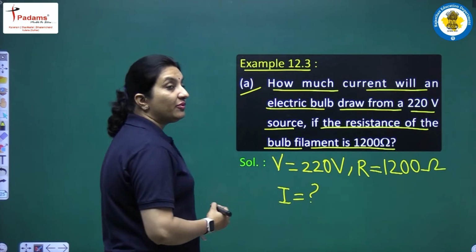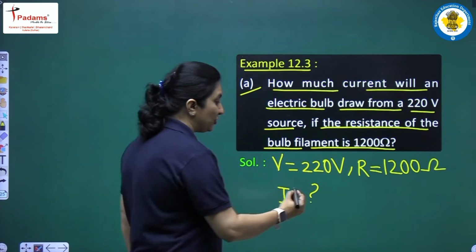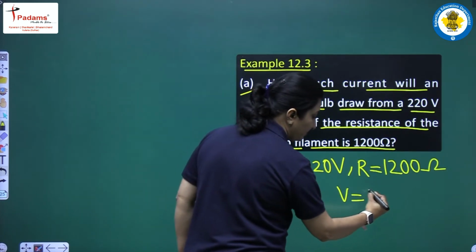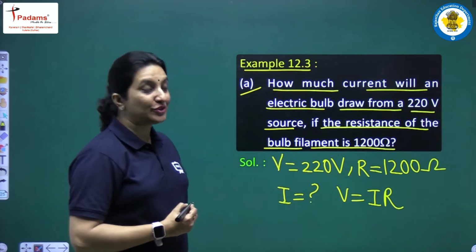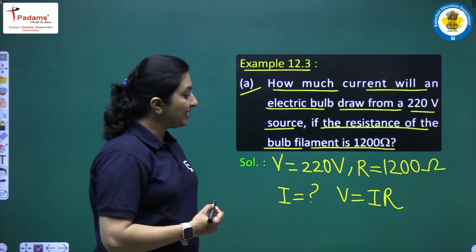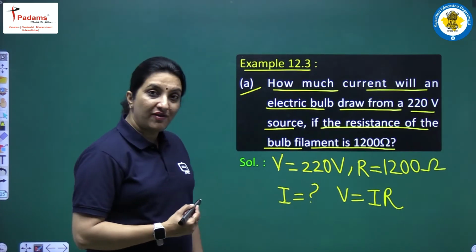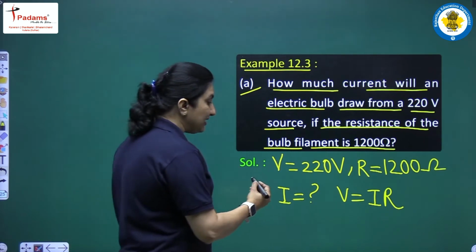Now students, what formula will we use? Yes, we will use Ohm's law. So V is equal to IR. This is the formula used. So let's solve this problem. Here V is given as 220 volts and the resistance is given as 1200 ohms and we need to calculate I.